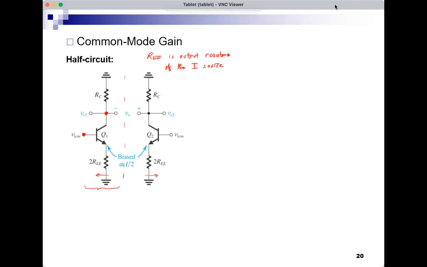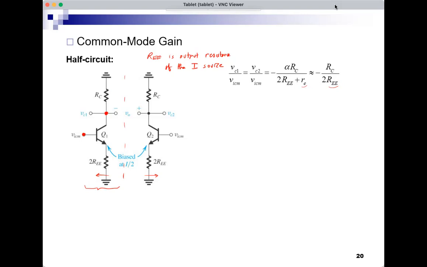This half circuit is a common emitter with emitter resistor equal to 2 REE, and we know that the gain in this case would be minus alpha RC over 2 REE plus small RE. And that's very close to just minus RC over 2 REE. This REE is the output resistance of a current source, and this is small RE for a BJT. 2 REE would be much, much, much larger than small RE, and we can easily neglect the small RE. So what does this mean?